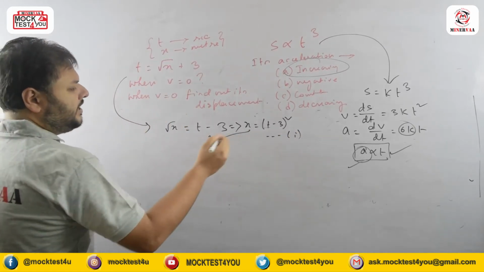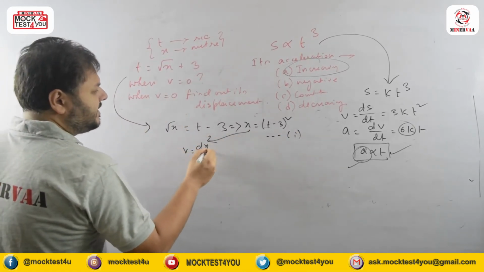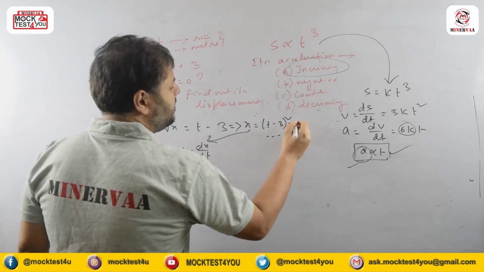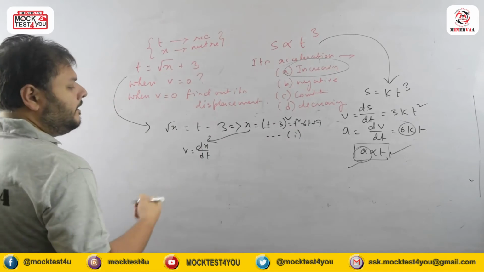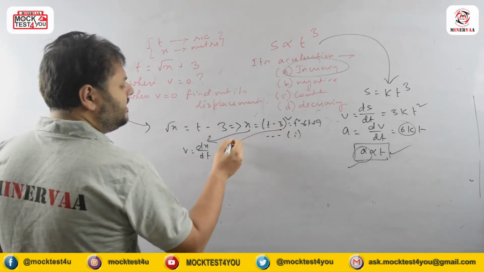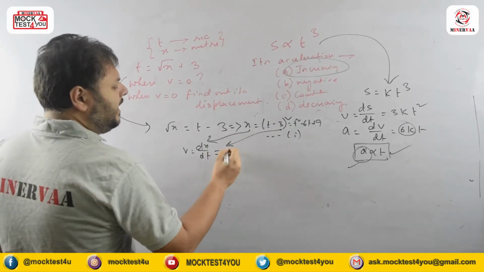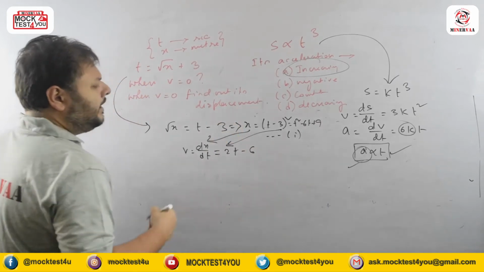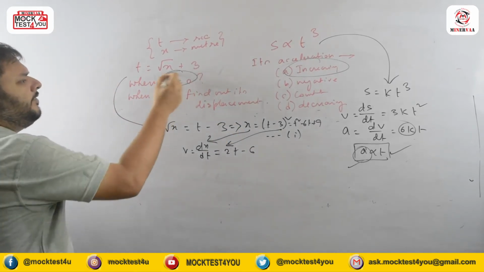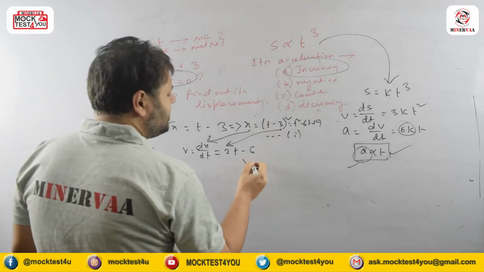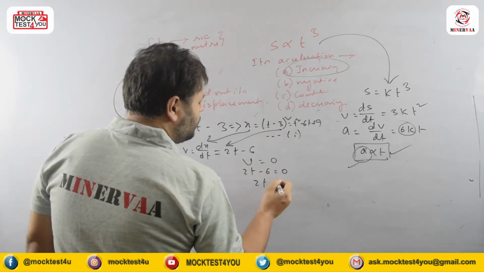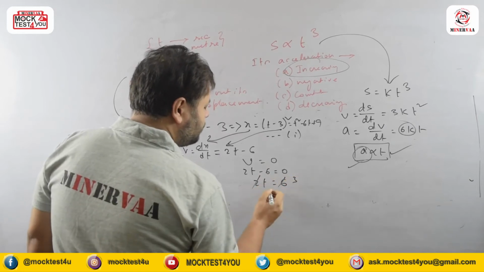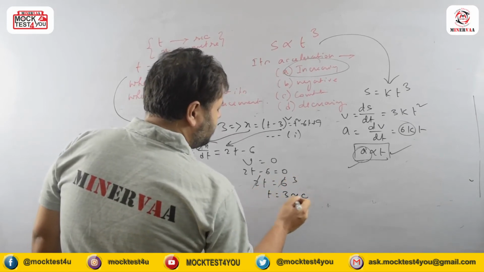Now if I differentiate this, you will get the velocity dx/dt, because (t minus 3) squared means t square minus 6t plus 9. On differentiation, it will be 2t minus 6. Now what was the condition asked? That the velocity is 0. So 2t minus 6 is 0, so 2t equals 6, so t equals 3 seconds.